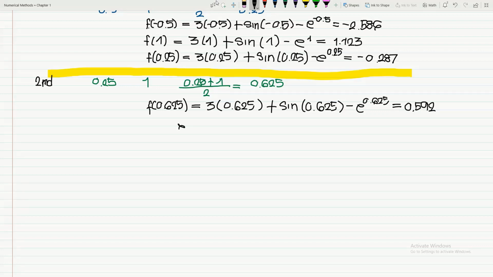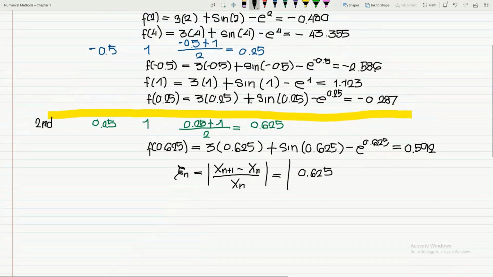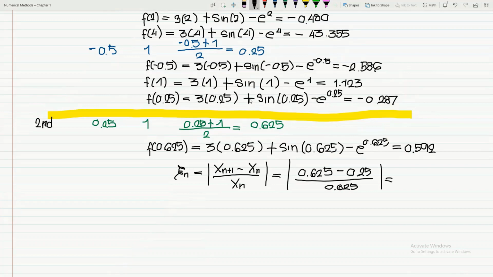So epsilon sub n is a function of the absolute value of the present x minus the previous x all over the present x, and that is the absolute value of 0.625 minus the previous, which is 0.25, all over the present, which is 0.625, and that is equal to 0.6. Still far away from 0.001. That means more iterations to come.